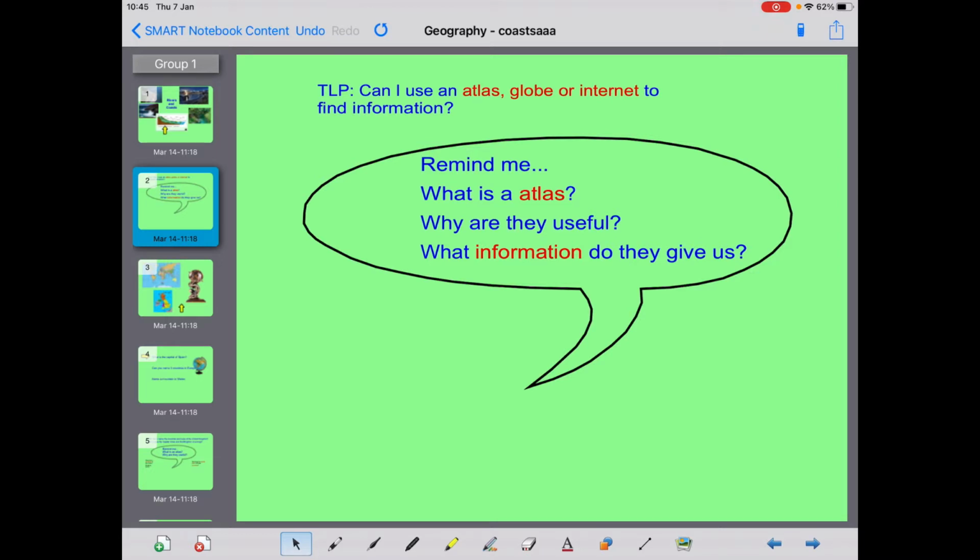So, I'd like you to think about, what is an atlas? Why are they useful? And what information do they give us? If you pause the video for a second, you can have a think about those questions.